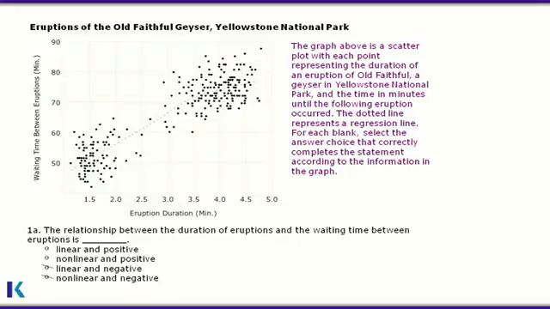Next, you need to determine whether the relationship is linear or nonlinear by looking at the shape of the regression line. You'll notice that the regression line isn't really a line because its slope changes as the amount of time gets longer. Since the relationship isn't linear through the entire data set, the answer is choice B.